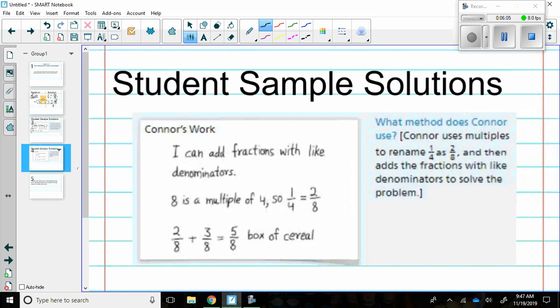This is Connor's work. He says that he can add fractions with like denominators. He says 8 is a multiple of 4, so 1/4 equals 2/8. Again, finding that common multiple of both numbers is so important when adding fractions. He converted 1/4 to 2/8, knowing that they are equal, and then he added the second number of 3/8 to equal 5/8 of the box.